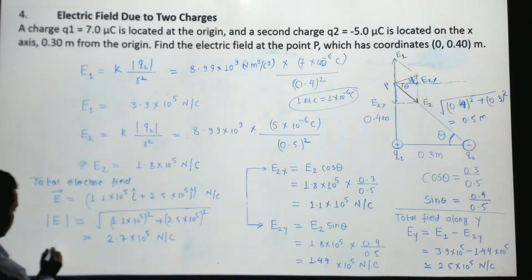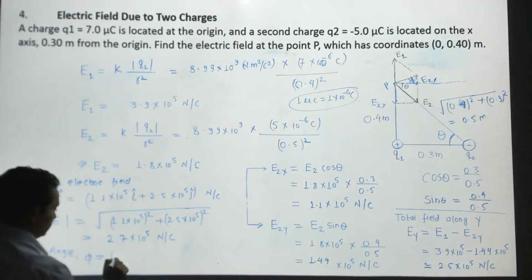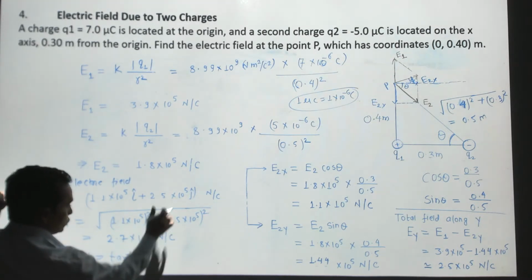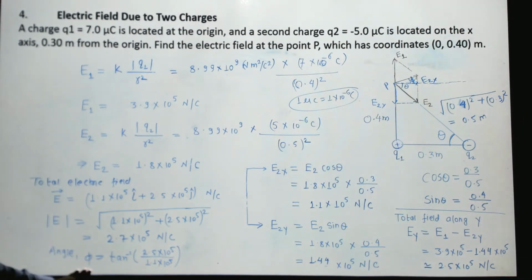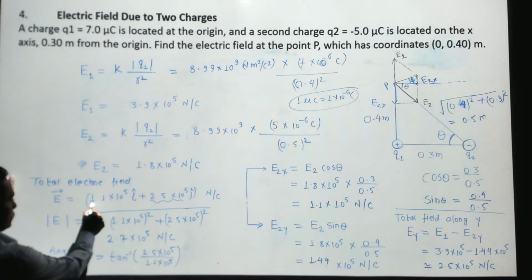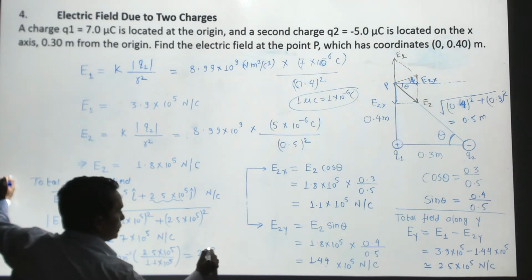And the angle now. The angle is given by, if you know a vector, how do you find the angle? In order to find the angle, you have to take the tangent inverse of EY, which is 2.5, divided by the x component, 1.1. So when you find the angle, you have to take the y component and the x component. When you do the math, you get 27 degrees.